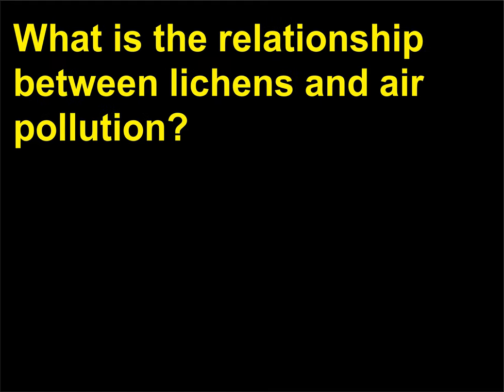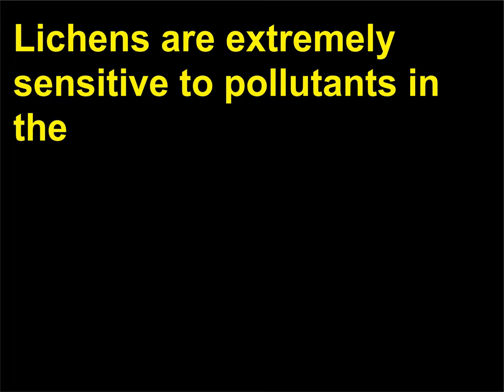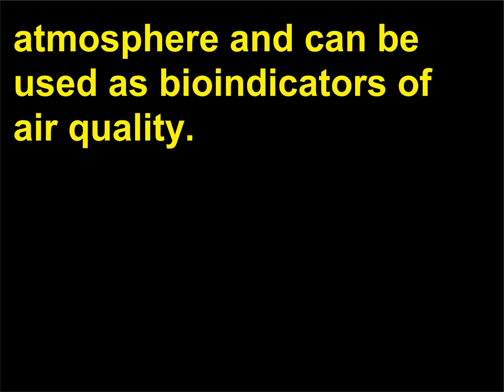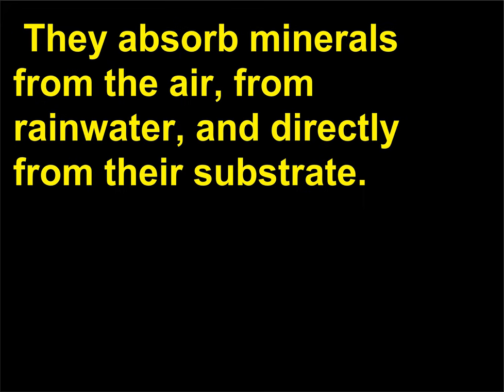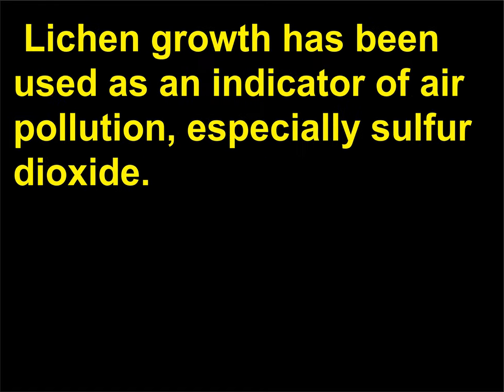What is the relationship between lichens and air pollution? Lichens are extremely sensitive to pollutants in the atmosphere and can be used as bioindicators of air quality. They absorb minerals from the air, from rainwater, and directly from their substrate. Lichen growth has been used as an indicator of air pollution, especially sulfur dioxide.